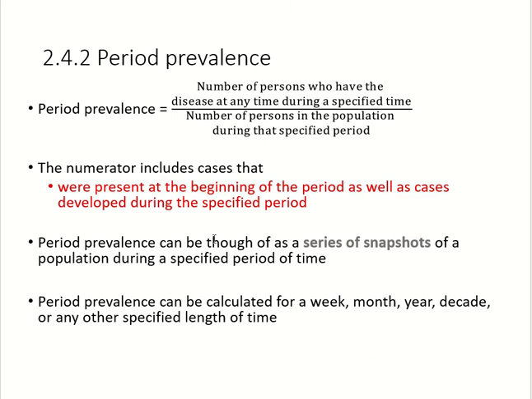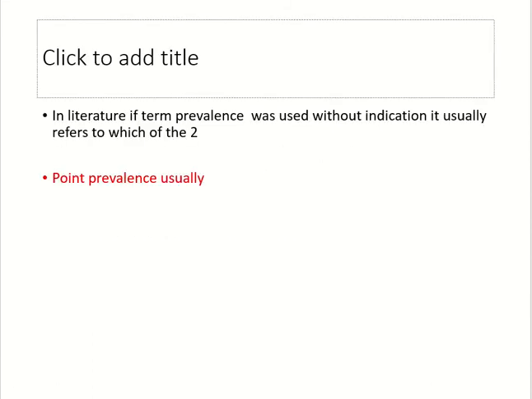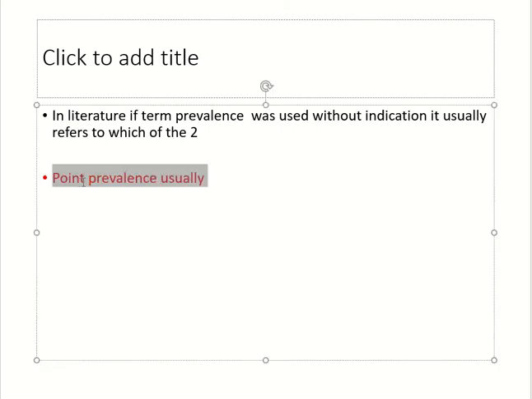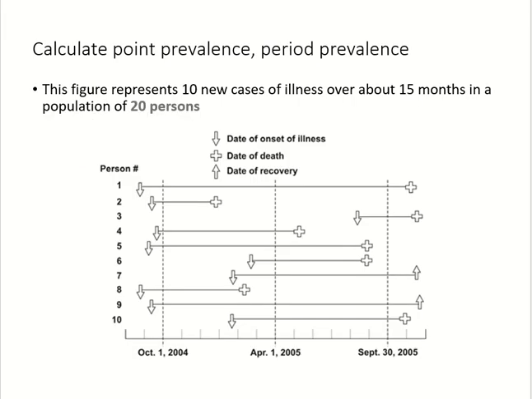And now we will look at an example to see how we use it. Period prevalence can be thought of as a series of snapshots, and it can be calculated for a week, month, year, or decades, depending upon your interest as a researcher. Okay. Now, if you're reading literature and they talk about prevalence without specifying, most likely they're talking about the point prevalence. So here's an example where you have 10 new cases of illness over 15 months in a population of 20 people.